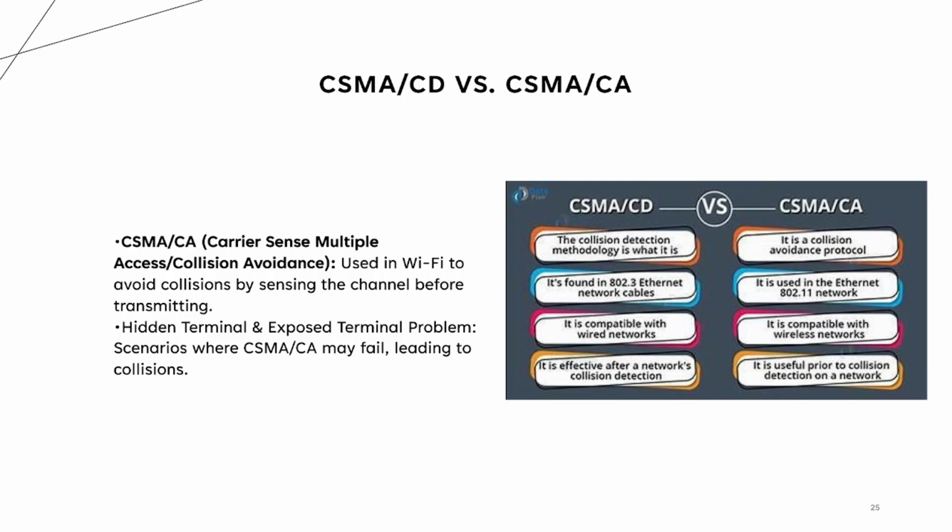802.11 networks. Also, another difference is that CSMA/CD is compatible with wired networks, but CSMA/CA is compatible with wireless networks. CSMA/CD is effective after network collision detection, but CSMA/CA is useful prior to collision on the network. These are the main differences of CSMA/CD and CSMA/CA.